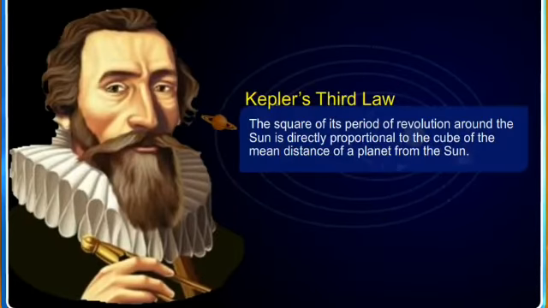Now we will see Kepler's third law. The square of the period of revolution around the sun is directly proportional to the cube of the mean distance of the planet from the sun.